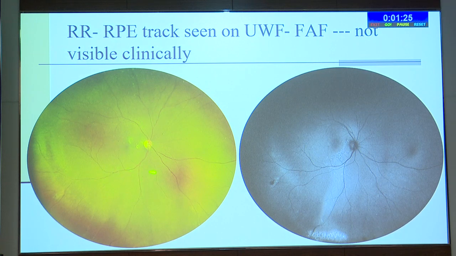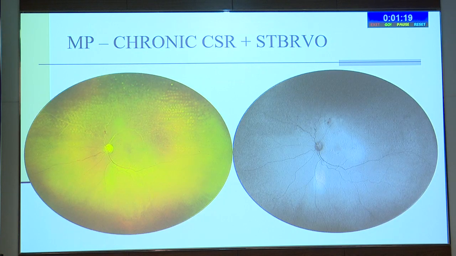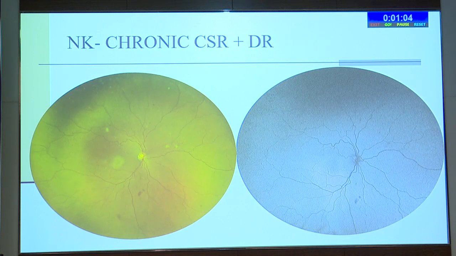This is a patient where you can hardly see any tracks clinically, but you can see this, and this confirms the presence of chronic CSR. This is a patient of a BRVO, which has been lasered and had some fluid at the macula. And by doing an AF, we could make out that in this patient the fluid was actually due to the CSR and not due to the BRVO.